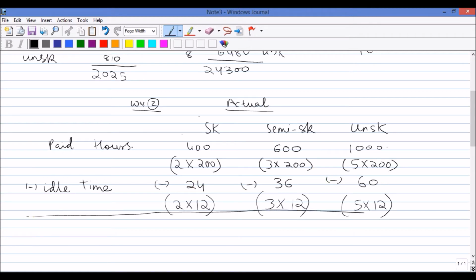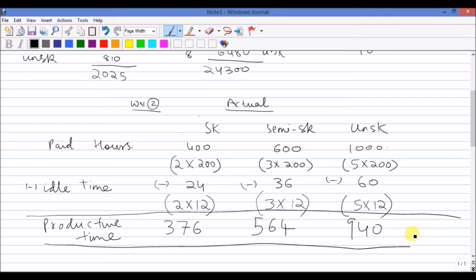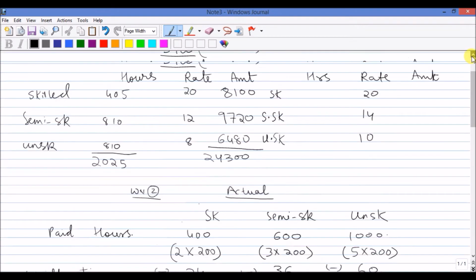Then what we are going to get is the productive time. Very simple. 400 minus 24 is going to give me 376. 600 minus 36 is going to give me 564. 1000 minus 60 is going to give me 940. Okay, done. Now we are ready to fill in details.